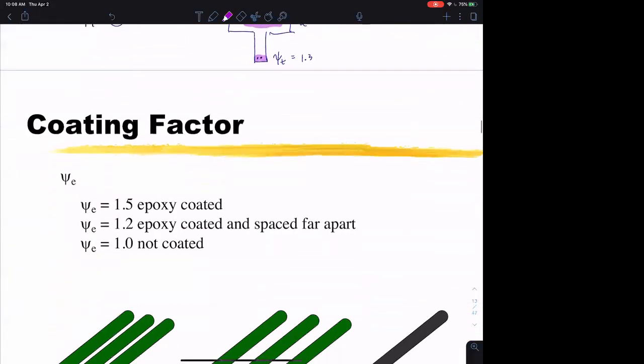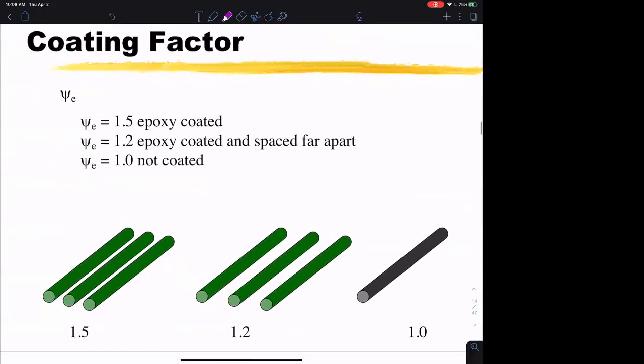Okay, the coating factor. If you have epoxy coated bars or green bars, and they're close together, and I'll share with you exactly what close together means later, the factor is 1.5. If you have epoxy coated bars and they're far apart, 1.2. And if you have regular bar, it's 1.0.